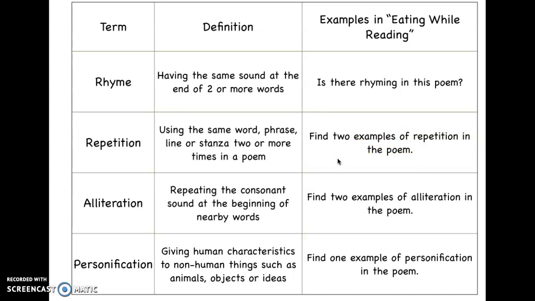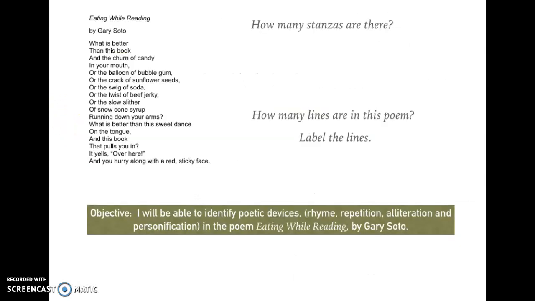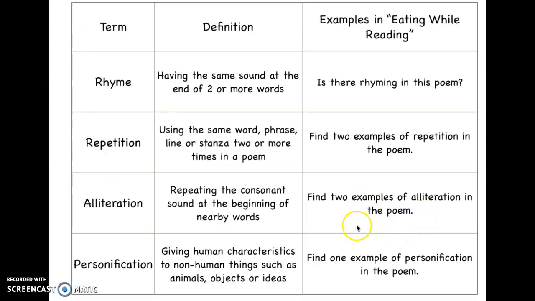The next thing we're going to look for is alliteration. Alliteration is repeating this consonant sound at the beginning of nearby words. A good example is Peter Piper picked a peck of pickled peppers. You can hear the p, p, p sound in the beginning of each one of those words, and they're nearby each other. You're going to go to the poem and you're going to find 2 examples of alliterations in the poem Eating While Reading and record your answer here.